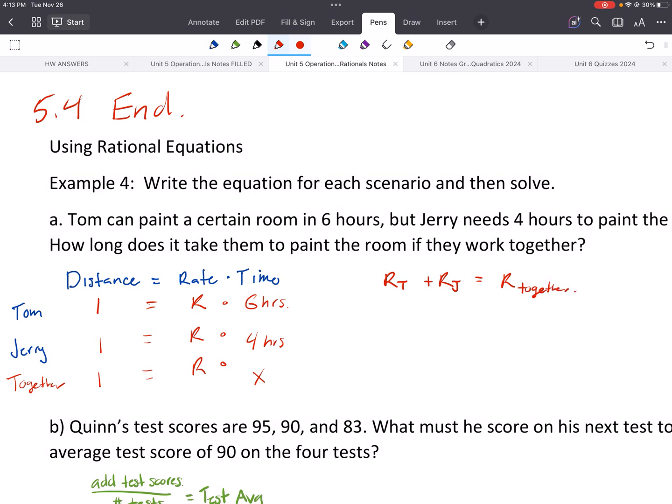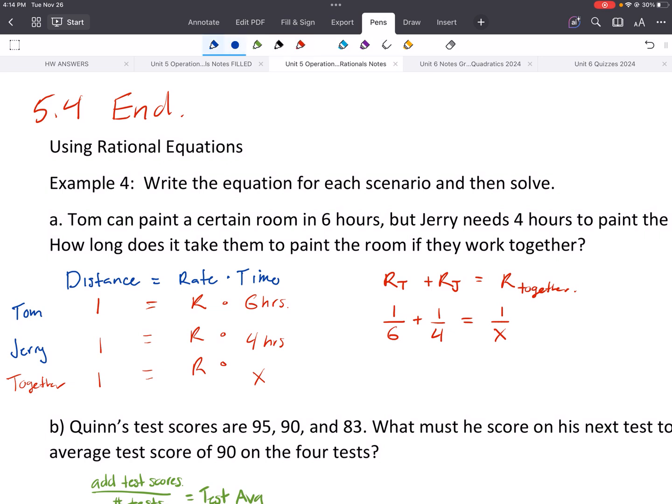So the rate for Tom, again, we would need to divide both sides by 6, and we would get 1 over 6. So that's our rate. So again, a rate is kind of like miles per hour or dollars per hour, things like this. This is rooms per hour, okay? And then we're going to add the rate for Jerry. Again, we can solve for the rate, and we would get 1 over 4 is equal to the rate together. Again, we could solve for the rate, and we would get 1 over x. Okay, so that is how we can come up with our equation.